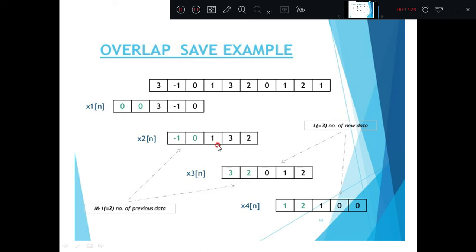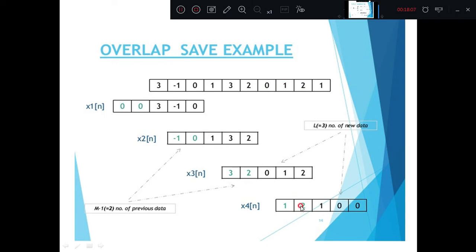Similarly for x2 of n, you should not add zeros here. Instead what you have to do is, you have to take the last M minus 1 samples of x1 of n. What are the last M minus 1 number of samples of x1 of n? 2 samples. So these M minus 1 samples I have to add here, followed by next 3 samples from x of n, 1 3 2. Next for x3 of n, the first 2 samples should be from the last 2 samples of x2 of n. 3 2 I have taken. Next remaining 3 samples should be from x of n. So that is 0 1 2.